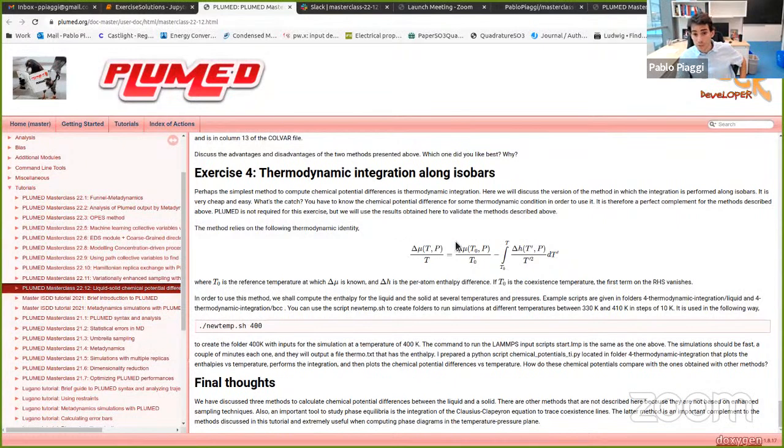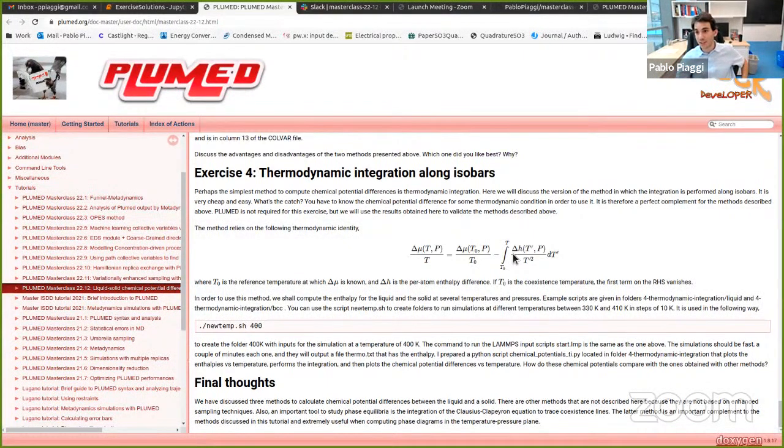The idea is that if we know the difference in chemical potential for some thermodynamic condition, we will be able to compute it at a different thermodynamic condition just by integrating the difference in enthalpy between the phases divided by the temperature squared. This is, of course, very easy because the enthalpy is a quantity that is very simple to compute. We don't need any specialized methods to do that. Of course, the caveat here is that you need to know the answer for at least one thermodynamic point before starting.